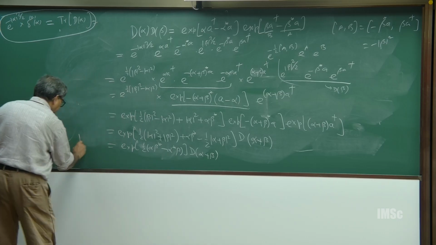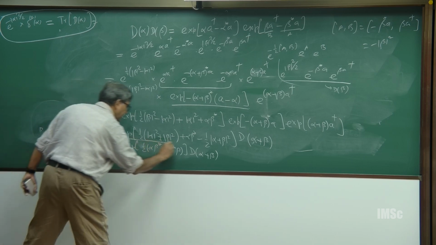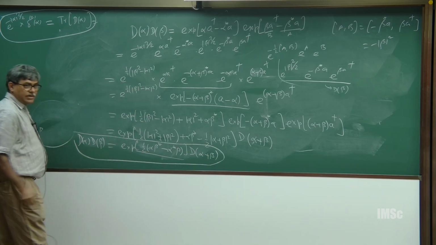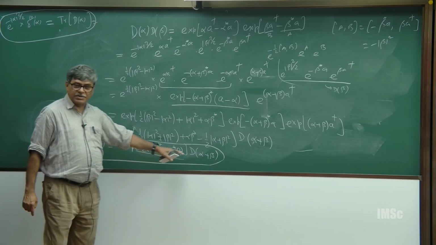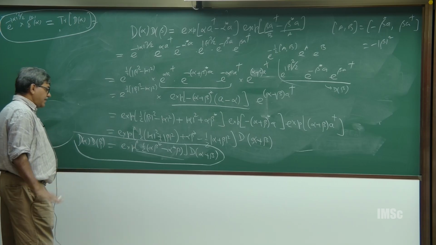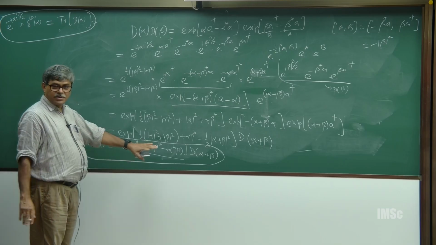So, what you get is D of alpha times D of beta is this expression. So, this is just a phase times D of alpha plus beta, right. Okay. So, basically these displacements get added up to this phase.